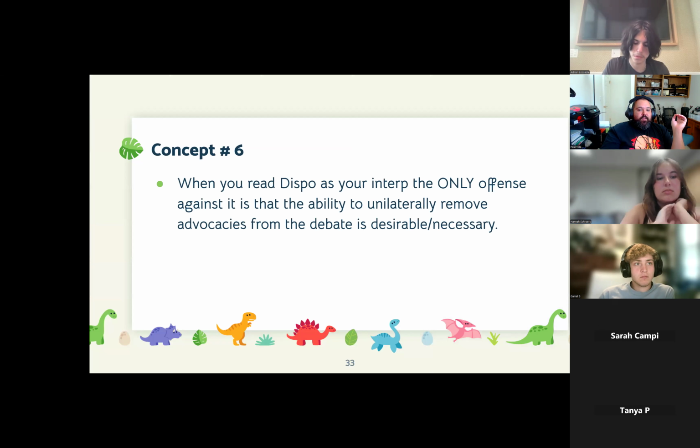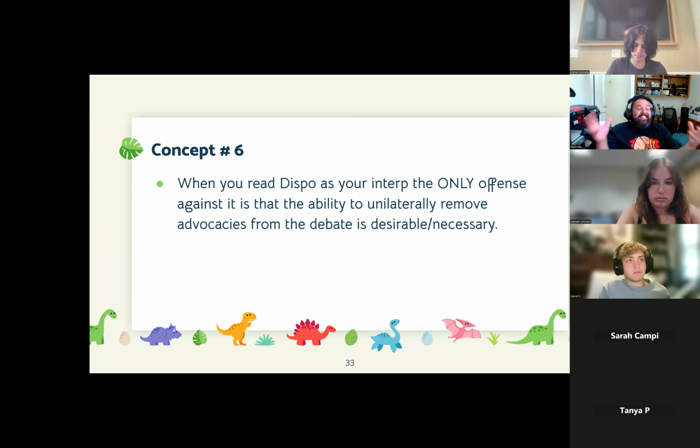Concept 6. When you read dispo as your interp, the only offense against it is that the ability to unilaterally remove advocacies from the debate is desirable or necessary. Anything else is not offense. Anything about reading multiple things, allowing K and policy education, theory proliferation, none of that is offense. Dispo deals with all of that. The only thing that is different between condo and dispo is that the affirmative gets a say in whether you can kick the argument or not.